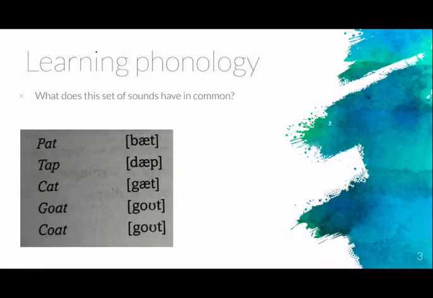I want you to read through these sounds and have a think about what you think these sounds have in common. So pause here, have a think, write it down, and then come back. Okay, so what I've noticed that these sounds have in common is that they all start with a single consonant sound, they all have a monophthong sound immediately afterwards, and then they all end in another single consonant sound.